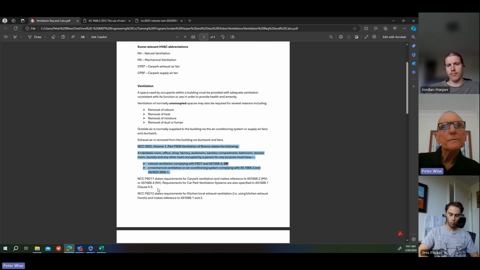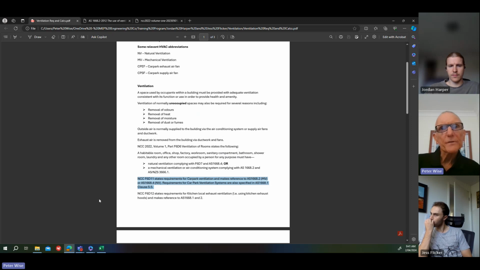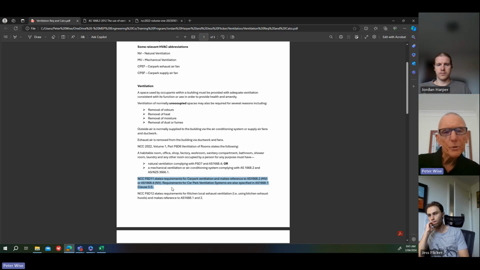So while we're on the NCC, F6D11 states requirements for car park ventilation and makes reference to AS 1668 Part 2 for mechanical ventilation, or AS 1668 Part 4 for natural ventilation. There are some requirements for car park ventilation systems as well, specified in AS 1668 Part 1, which is the fire precaution code. You probably haven't had much to do with that one yet, or have you? Part 1? Okay, well that's another important code. So 1668 Part 1 and 2 will be the most used Australian standards that you'll come across in this work.